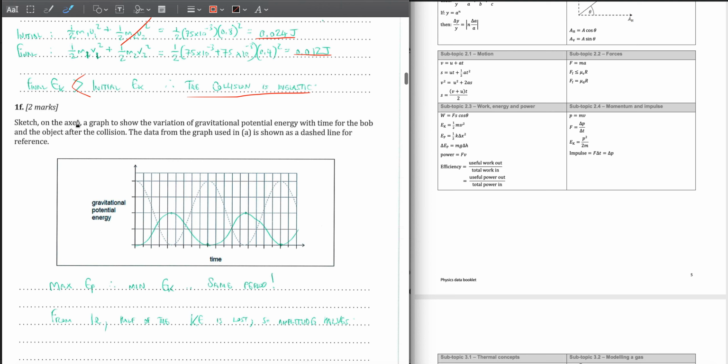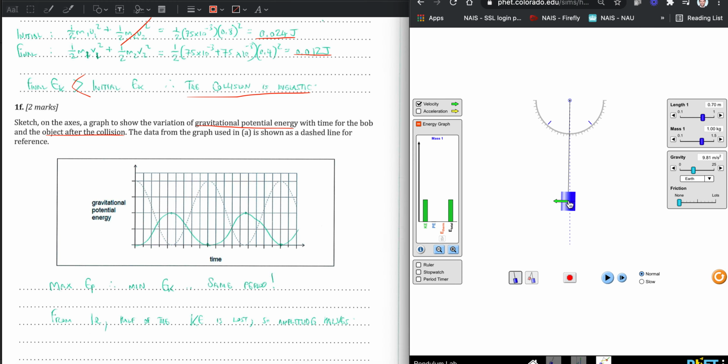We're then asked to revisit the sketching. We're asked to sketch on the axis a graph to show the variation now of gravitational potential energy with time for the bob and the object after the collision. To do this, it might be instructive to come back to this. If we just allow this thing to oscillate, you should be aware that as kinetic energy increases, potential energy decreases, and vice versa. And so anything that our kinetic energy is doing, our potential energy is doing the opposite.